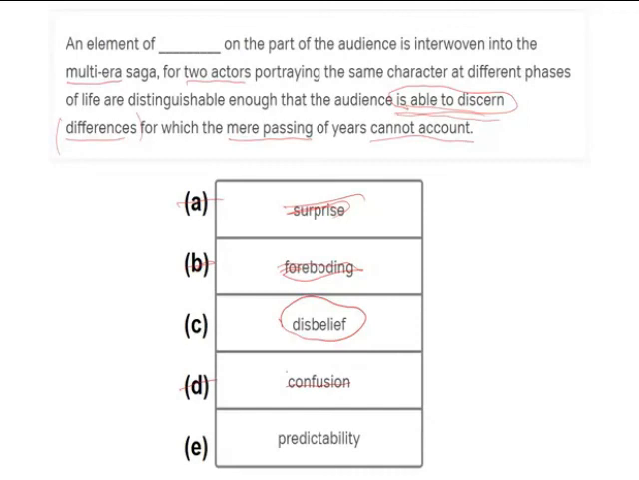Predictability. So predictability on the part of the audience. Is the audience being predictable or unpredictable? Well, there's nothing saying that the makers of the play either expected the audience to not notice the difference in the actors or expected the audience to notice the difference in the actors. There's no prediction being made as to how the audience will react. So predictability is really out of the scope of what the sentence is trying to say. And that narrows it down to C, disbelief, and there you have your answer.